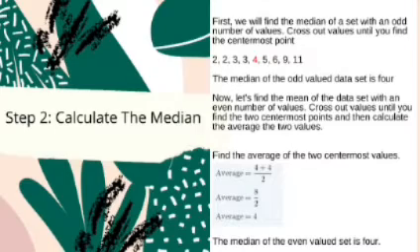First, we will find the median of a set with an odd number of values, crossing out values until we find the centermost point. The median of the odd valued data set above is 4. Now let's find the median of the data set with an even number of values. Cross out values until you find the two centermost points and then calculate the average of the two values. The average of the two centermost values is 4 plus 4 divided by 2 equals 8 divided by 2, and the median of the even valued set is 4.